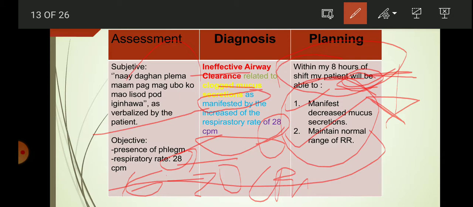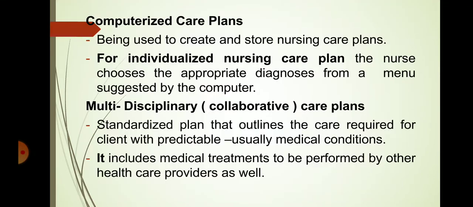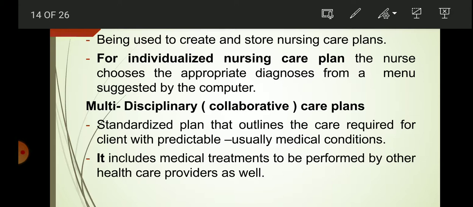You just have to rely on your diagnosis. Okay? Because I don't need to reiterate all over again, because I've already discussed it through our Zoom meeting. Now, what are computerized care plans? Computerized care plans are used to create and store nursing care plans. For an individualized nursing care plan, the nurse chooses the appropriate diagnosis from a menu suggested by the computer.